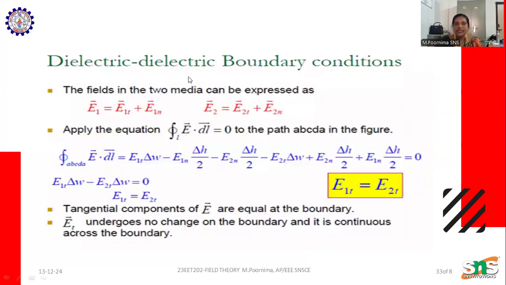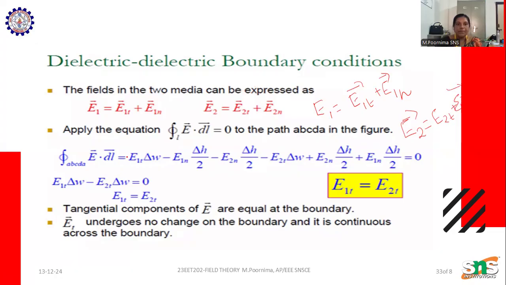In the dielectric boundary conditions, the total field in the two media can be expressed as follows. The electric field in the first medium is E1t plus E1n. We can consider the field in the second medium as E2t plus E2n.